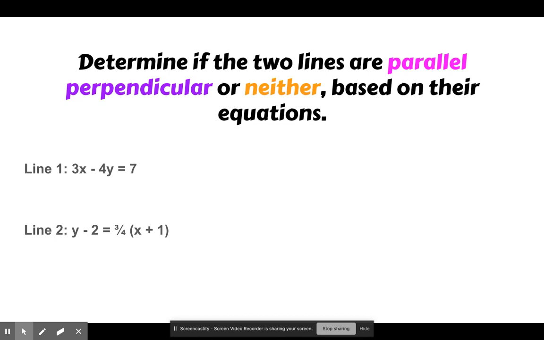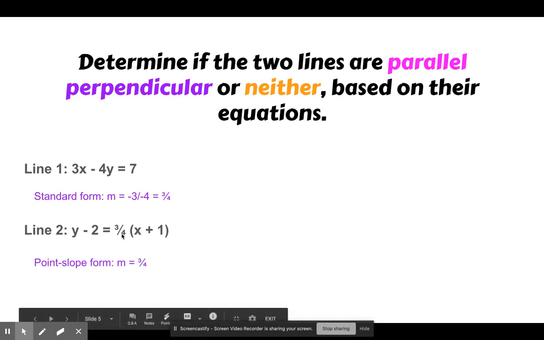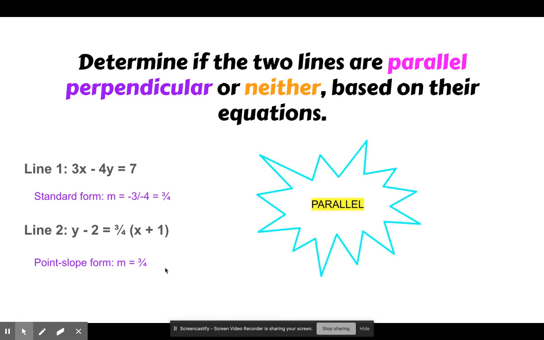Hopefully for line 1, you said that that is in standard form, and you used opposite A over B to get a slope of positive 3 over 4. Be careful. Remember, it's the opposite of A, so it's negative 3 over negative 4, which turns out to be a positive 3/4. Line 2 is in point-slope form, and the slope is the value in front of the parentheses, so it is also 3 over 4. So again, these slopes turn out to be the same, so these lines are also parallel.